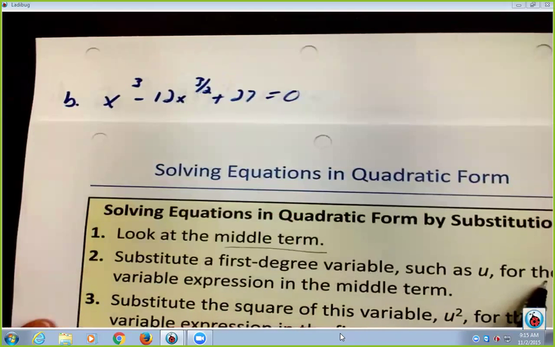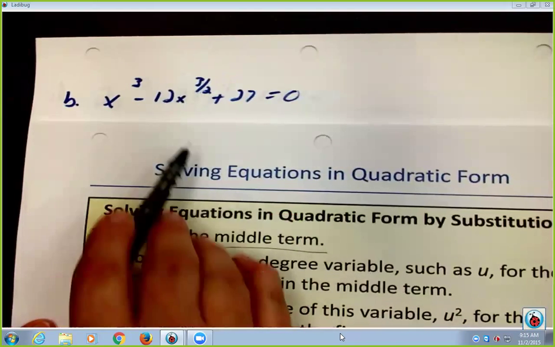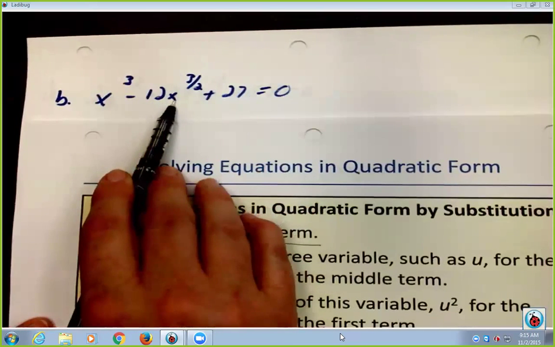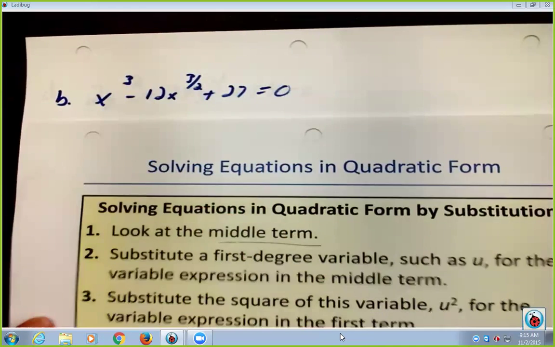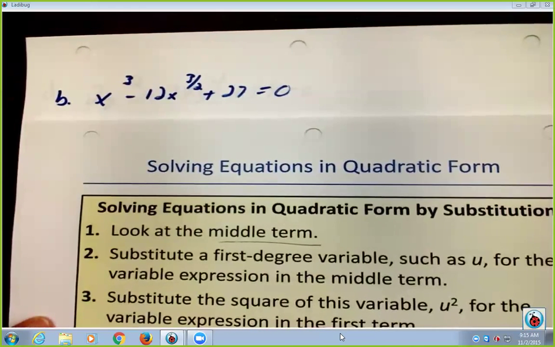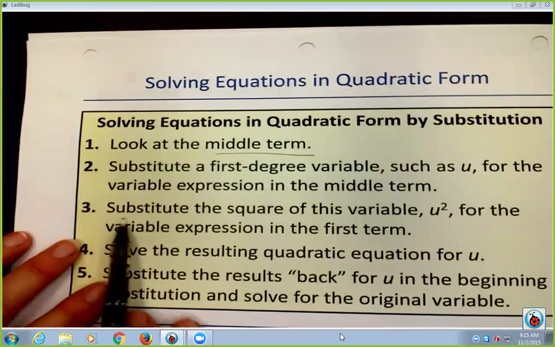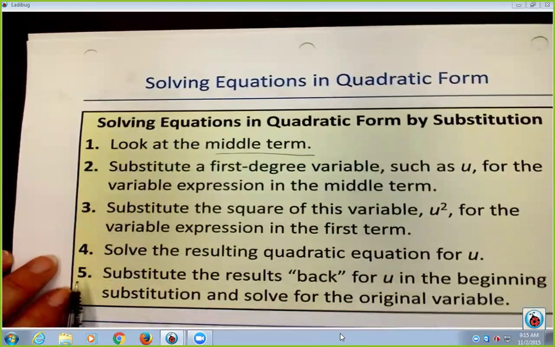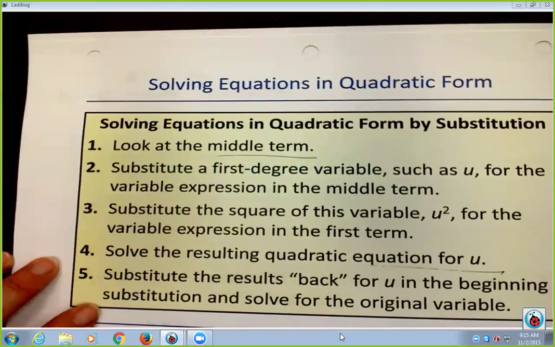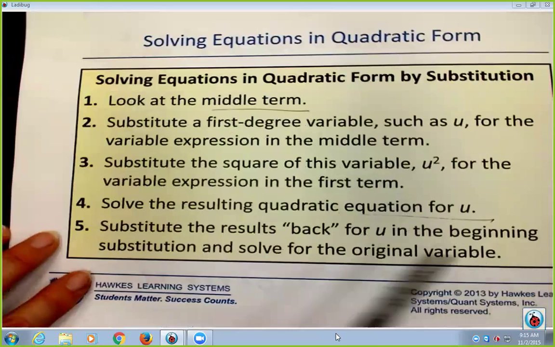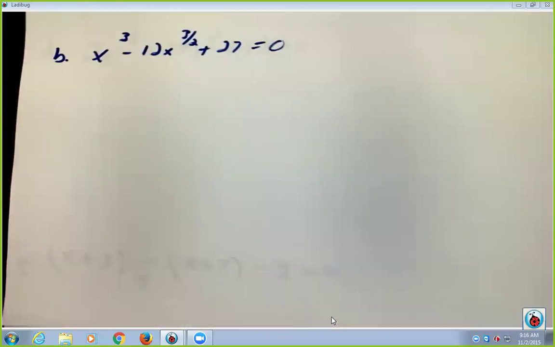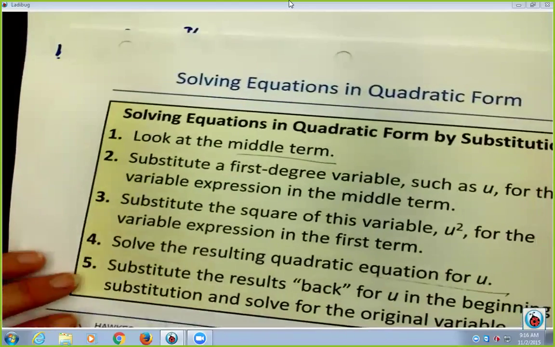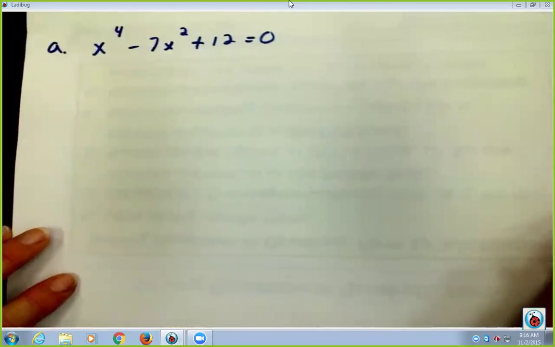Substitute a first degree variable such as u for the variable expression in the middle term. So I'm going to take this piece out, and I'm going to put a u in its place, which means I'll have a u squared at the beginning. Then it will become something that I can end up taking the square root of. The result is a quadratic equation for u, and I can solve it at that point. Substitute the results back for u in the beginning of the solution, and then we're going to end up solving it.